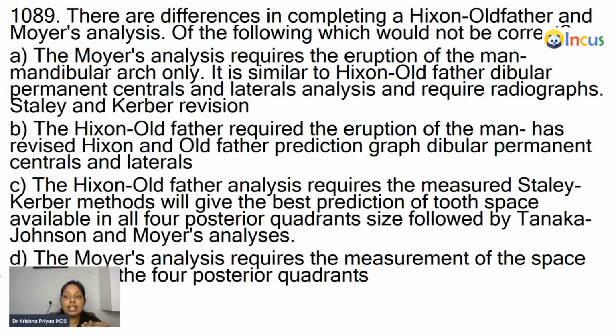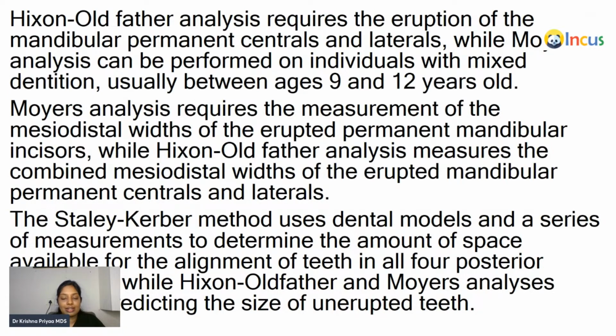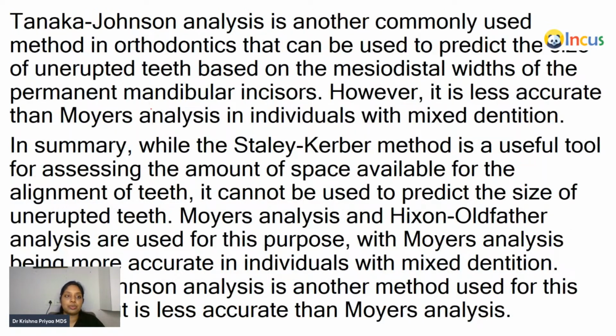So them stating that Hixon is better than Moyers is the wrong information here, because both Hixon and Moyers are used to predict the size of unerupted teeth and the amount of space required for their alignment. While the Staley-Kerber method is used to assess the amount of space available for the alignment of teeth. So both are different. One is used for prediction and one is used for the assessment of the available area for the alignment. So all three are not the same, and they are not always using the predictable method of identifying whether the space is enough for the permanent tooth to erupt.